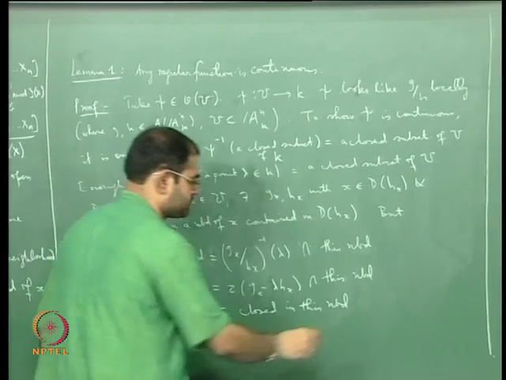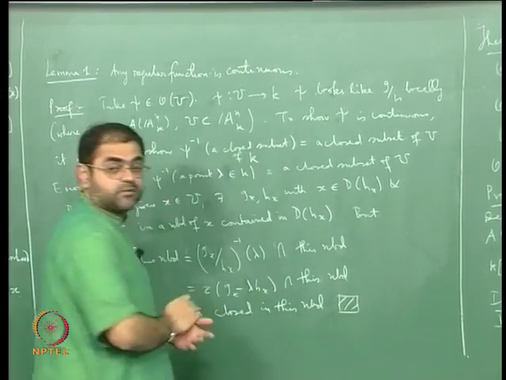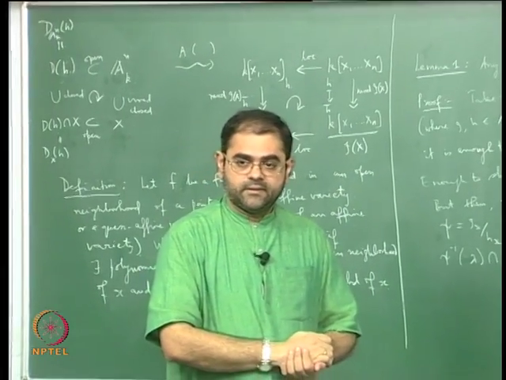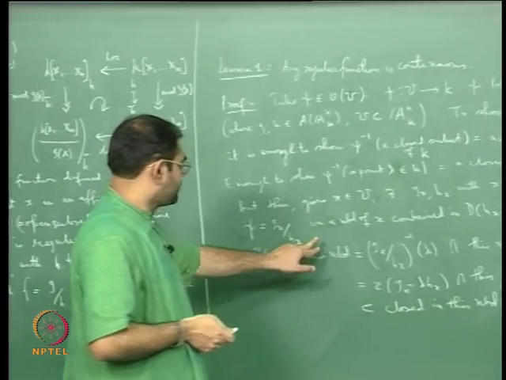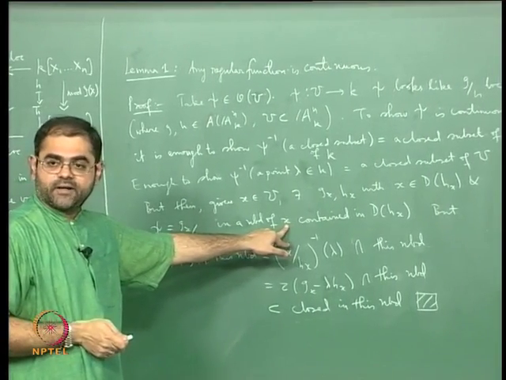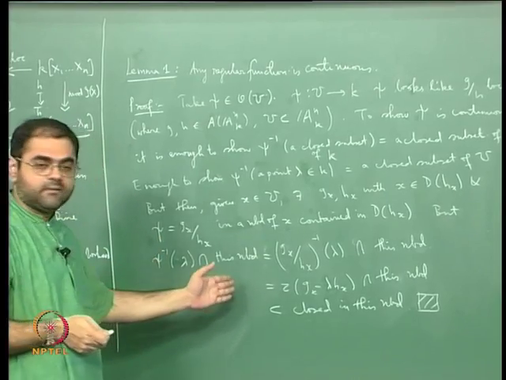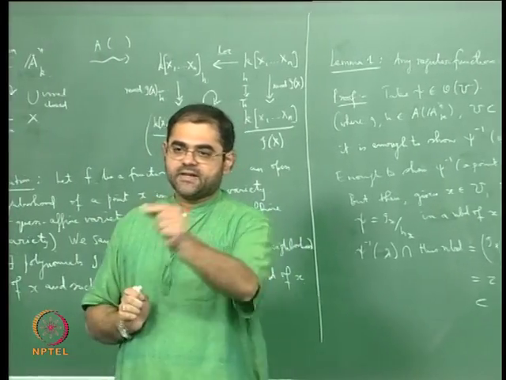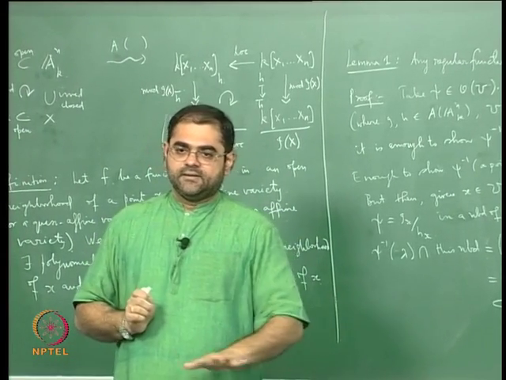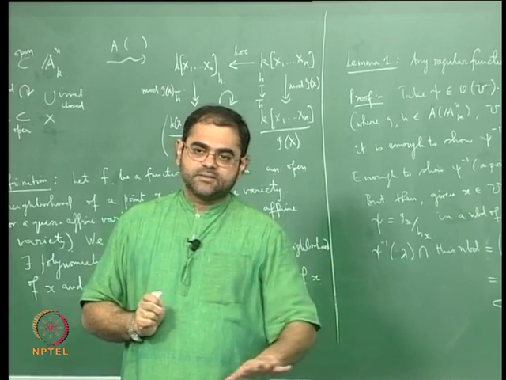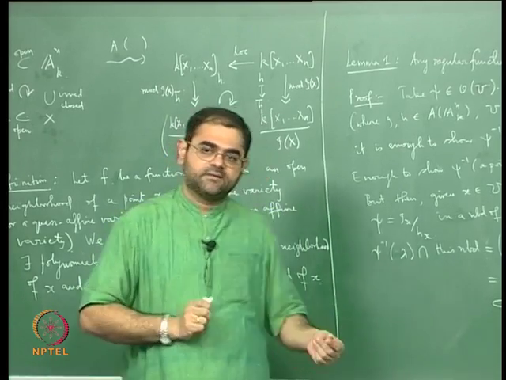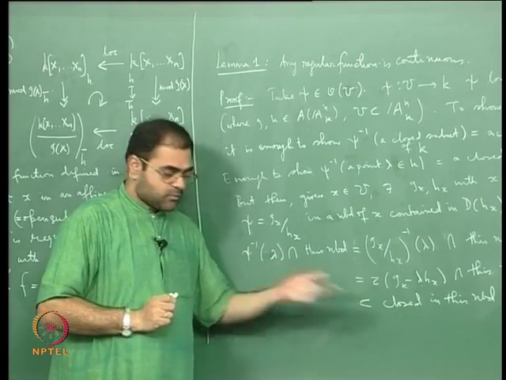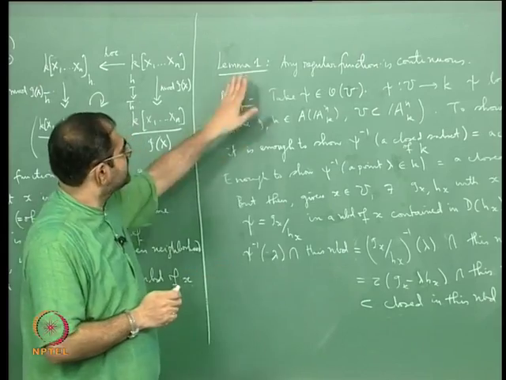Okay, and you are done, because to check that a subset of a topological space is closed, it is enough to check it on an open cover. So what I have done is, for every point and every neighborhood, I have shown that psi inverse of lambda intersected with that neighborhood is a closed subset in that neighborhood. And if I vary X, I get an open cover, and for each of the sets in the open cover, I verified that the inverse image intersected with that set is a closed subset. So this proves the lemma.